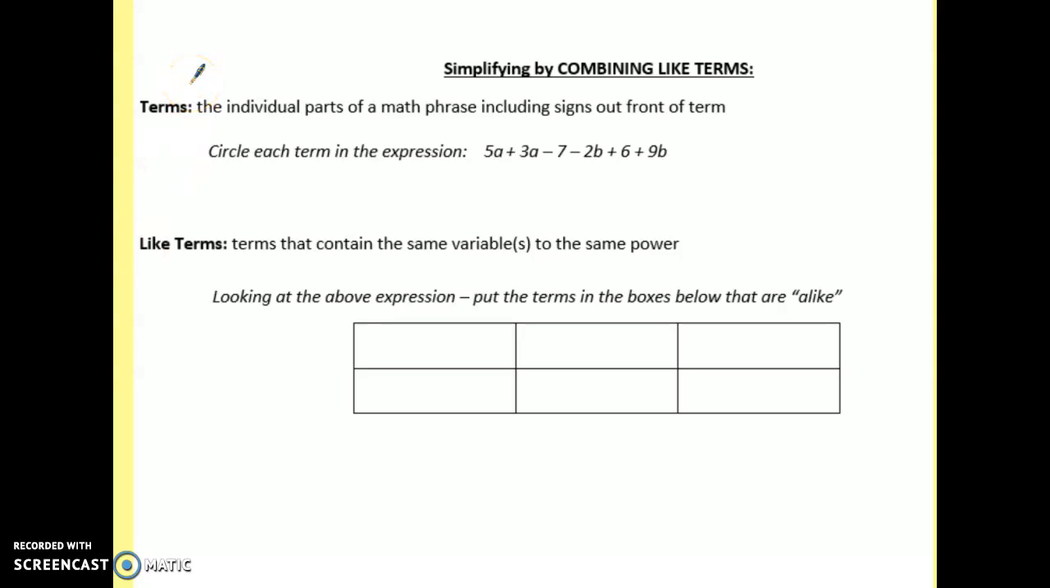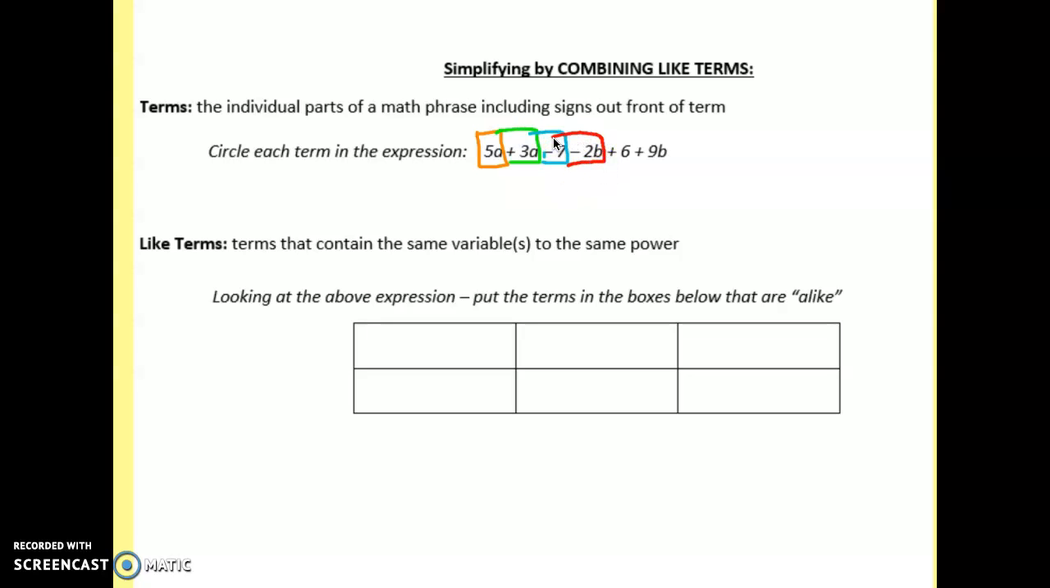So first, most importantly, when we're talking about like terms, we need to discuss what is a term. Well, they are the individual parts of a math phrase, which include the sign out front. I think about it like if you're in a little math world and all the math numbers line up, this is how they would line up. We'd have 5a. Then we have a positive 3a lineup. Then we have negative 7 lineup. Then we have negative 2b lineup.